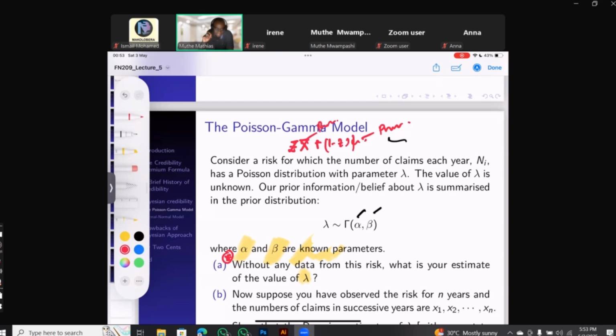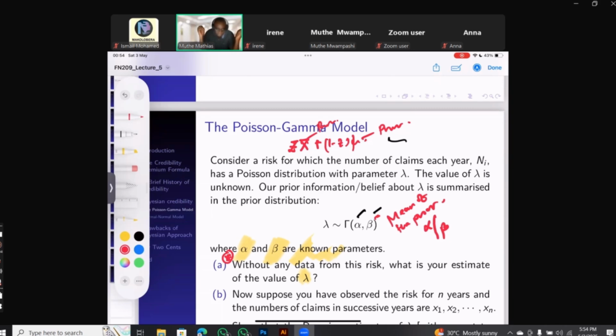So we are saying, if you don't have any other information from the data, then your good estimate will come from your prior experience, right? Because you have the prior here. So the good estimate in this case is the mean of the prior. What is the mean of the prior? You have a gamma, right? So the mean of the gamma is alpha over beta. Done.